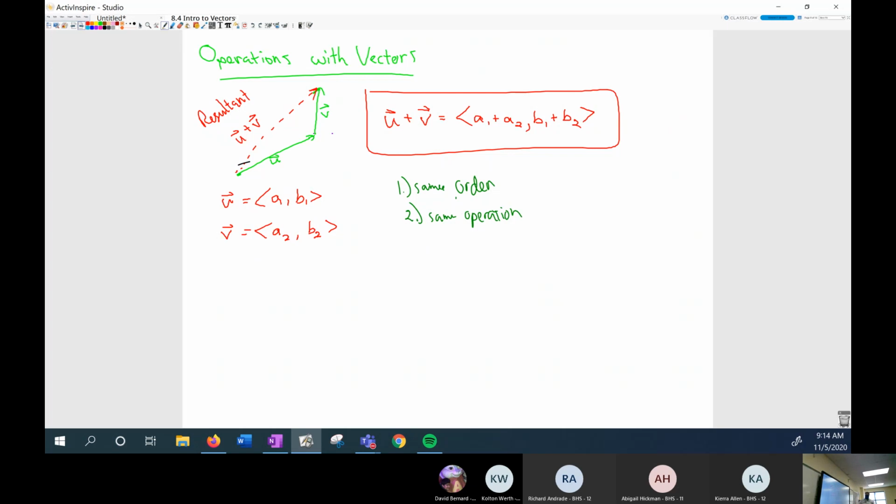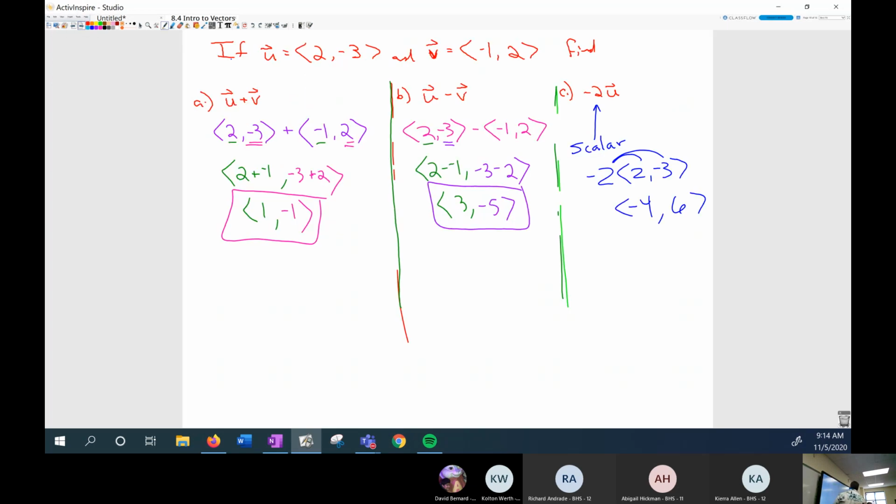But again, you combine vectors simply by combining their components. That's it. You take horizontal part combined with horizontal part, vertical part combined with vertical part, and you do it in the order that they tell you with the operation they tell you to use. Okay. So that's kind of a quick overview of what you should have already done up to this point.